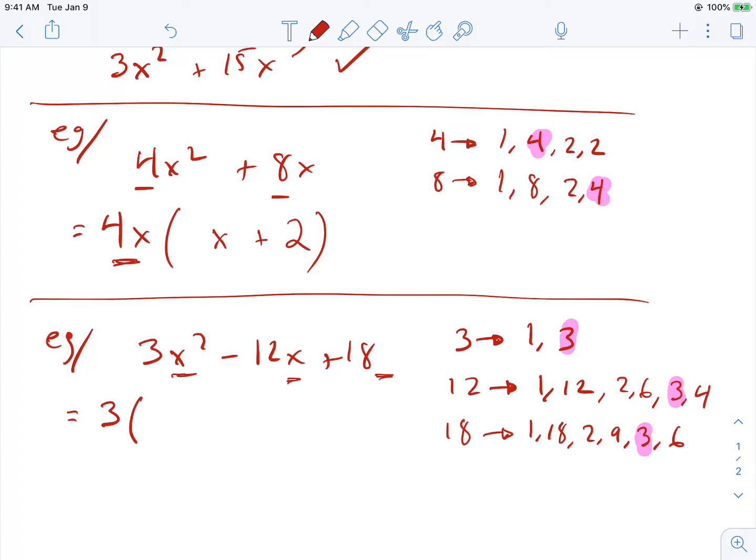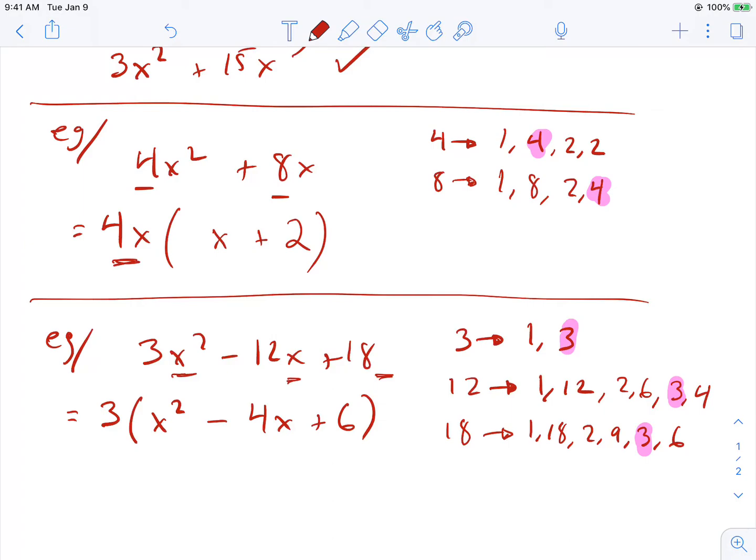So we'll go through, we'll divide all the numbers by 3. So we had 3x squared, we took out a 3, we're just left with x squared. Minus, and then we had 12x, took out a 3, we're left with 4x. Plus 18, we took out a 3, so 18 divided by 3 is going to give us 6. And that is where we're at.